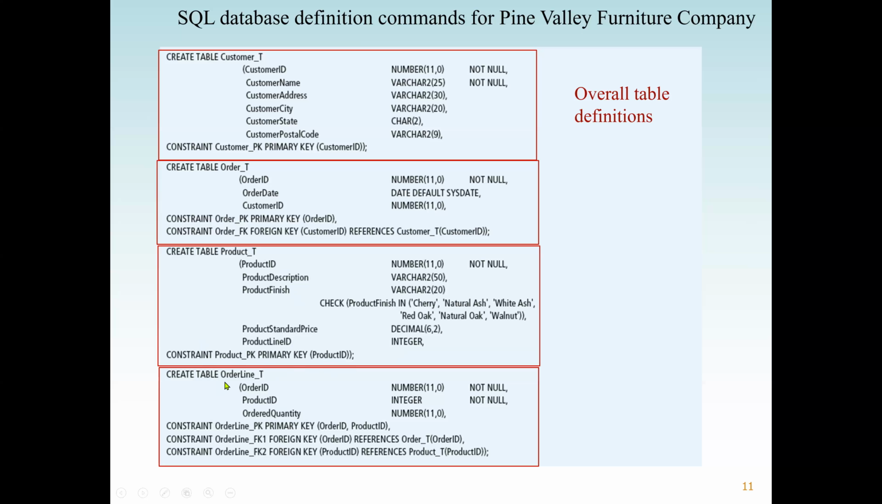The last one will be the order line T. The attributes again are order ID, product ID, order quantity. We have their data types. The primary key field cannot be null, so not null. And also product ID cannot be null, not null. And we're going to use that as a foreign key. So we have a constraint for primary key as the order ID and product ID. But we also have the foreign key as order ID.